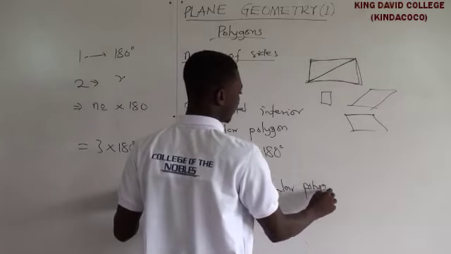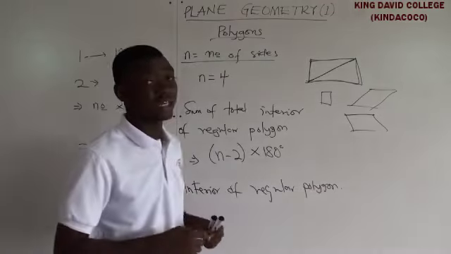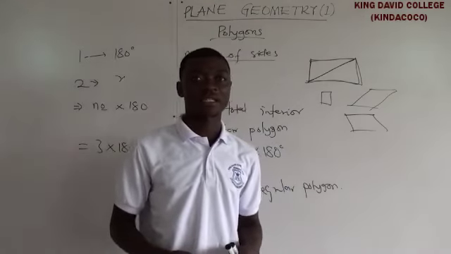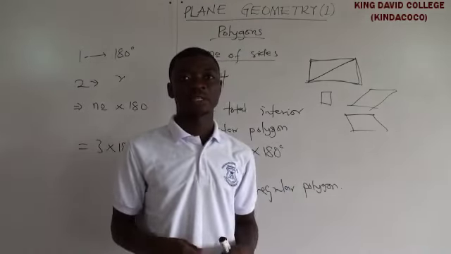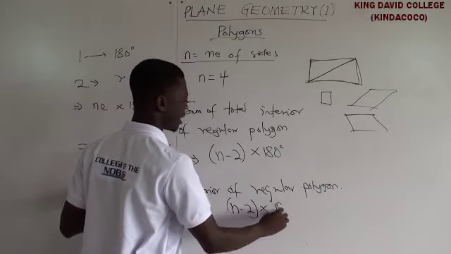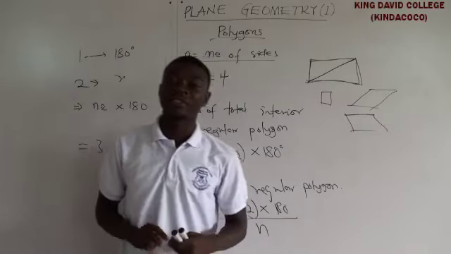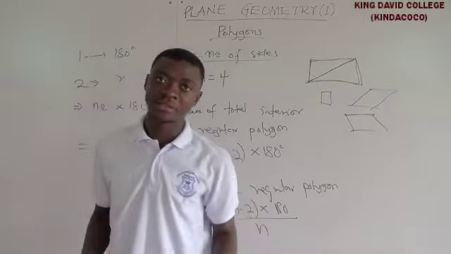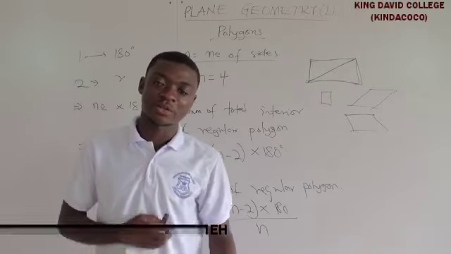To find the interior angle of a regular polygon, then it's just the total interior angle divided by the number of sides. Okay, the total interior angle divided by the number of sides. That's all. So that's going to be n minus 2 times what? 180 divided by the number of sides. And that is going to be the interior angle. They are the same, so it's just that one. So we divide it by the sides. Okay, so that is going to give you the interior.